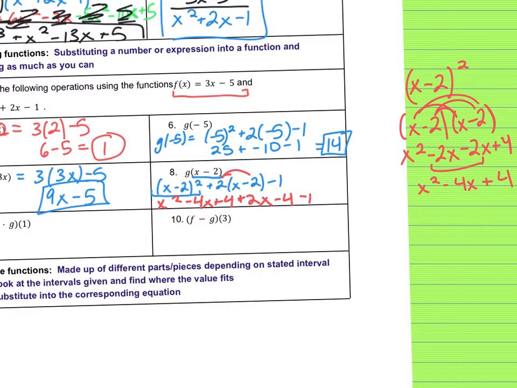And to simplify that, I only have 1x squared, so I'm just going to write it. -4x plus 2x is -2x. 4 minus 4 minus 1 is just going to be -1. And that's my answer on that one.